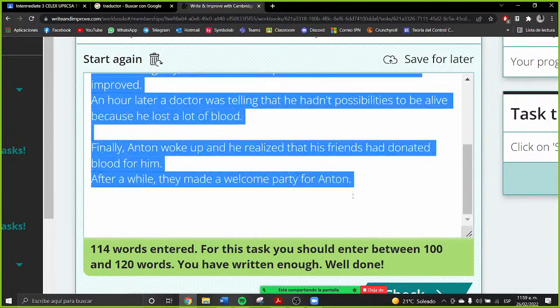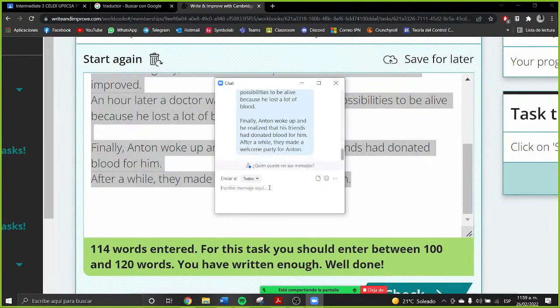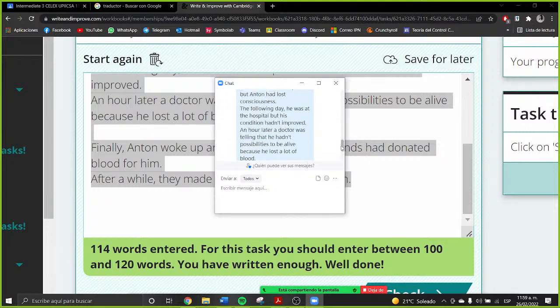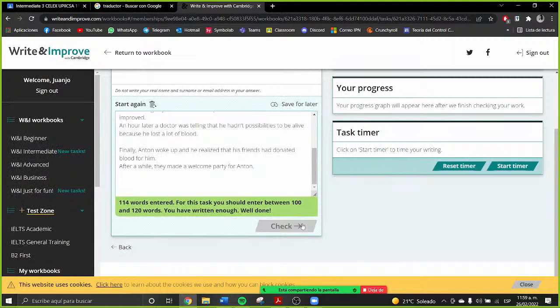Sí. Bueno, se tiene que tomar captura y ya después pones el check. Ya está con todo espacios. Sí. A ver, ahora check. Let me check.